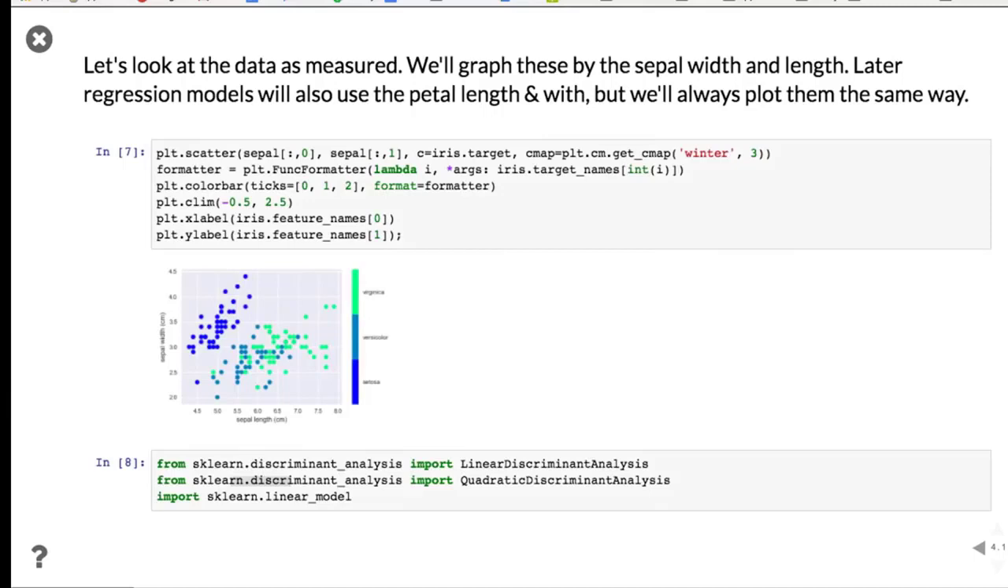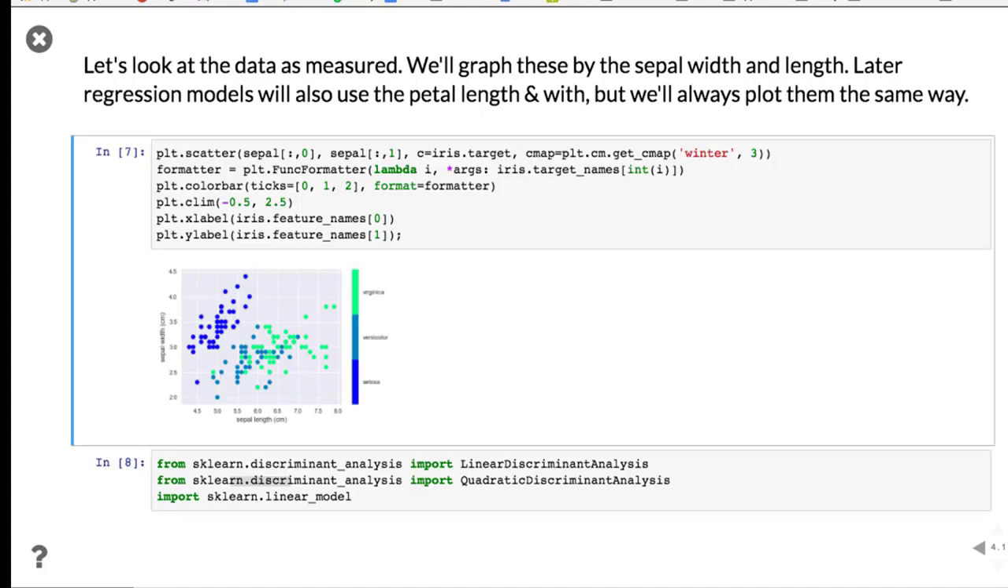So we're going to look at the data as measured. This plot down here is just plotting in 2 dimensions the category of the flower into either Virginica, versicolor, or setosa. The setosa is the one in the upper left-hand corner, the dark blue one. That's the one that's easiest to classify. The Virginica and the versicolor are mixed in with one another, and those are the hardest to classify.